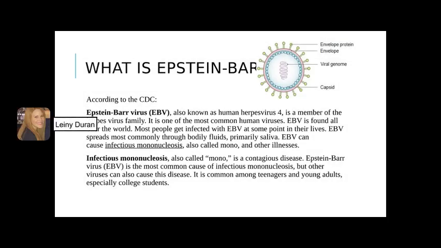What is Epstein-Barr virus? Epstein-Barr virus, also known as human herpes virus 4, is a member of the herpes virus family. It is one of the most common human viruses. It's found all over the world. Most people get infected with it at some point in their lives. EBV spreads most commonly through bodily fluids, primarily saliva, and can cause infectious mononucleosis, also called mono, and other illnesses.